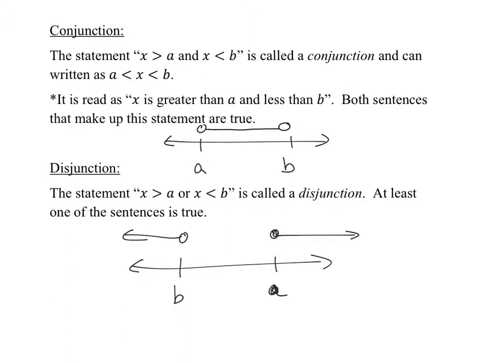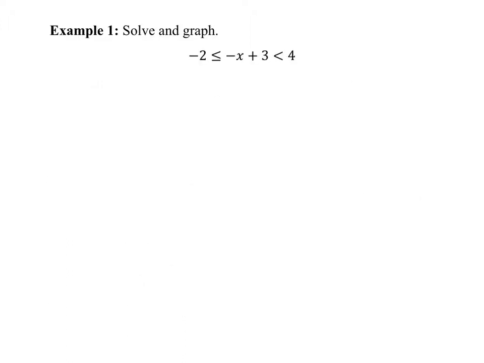So let's look at the first one and see how this works. The first one is a conjunction right away. I know it's a conjunction simply because of the way that it's written here. I have x and it's between two values. The problem I have, though, is that x is not by itself. So I think of this as like a three-part equation. Equations have a left-hand side and a right-hand side. This has three sides. It's got a middle and a right and a left.